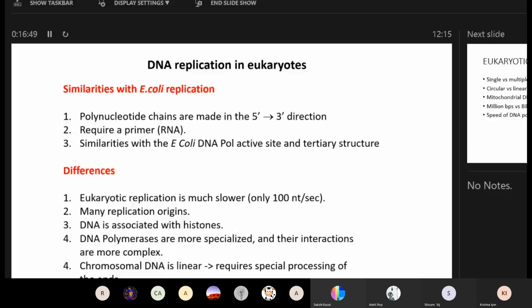Now, what are the differences? Now, these are some of the differences. Differences in some cases are with respect to the process, and in some cases with respect to the nature of the DNA. So, the first thing is our replication is much slower. Our polymerases tend to not work at that high speed that you see in case of bacteria. So, they say that we are many times, about 10 times, slower than them. We add only about 100 nucleotides per second.